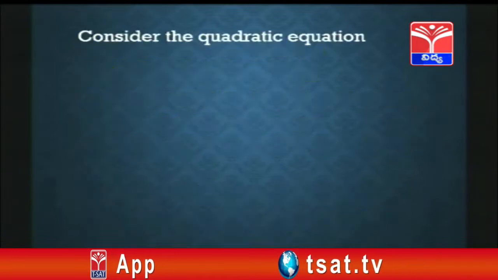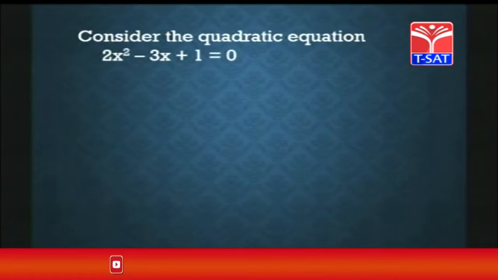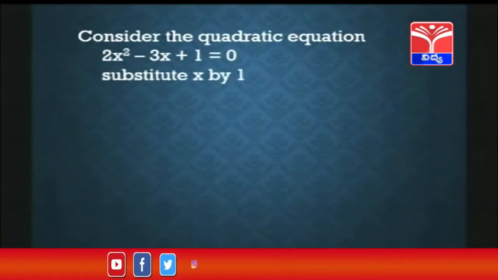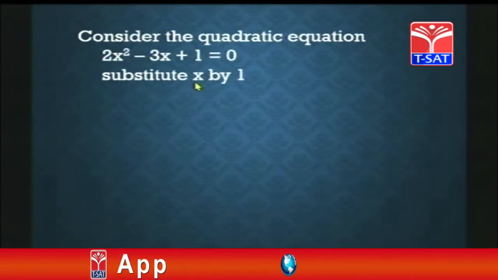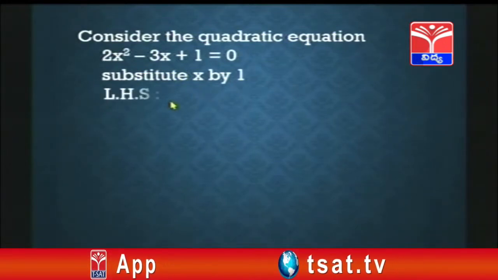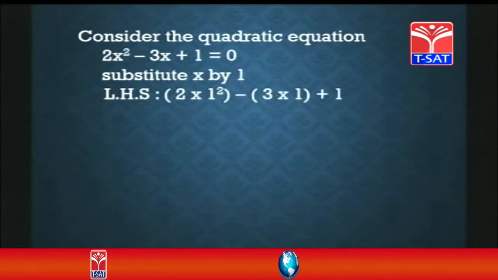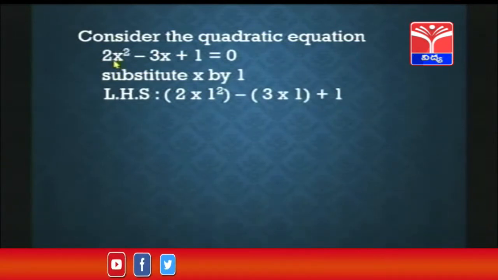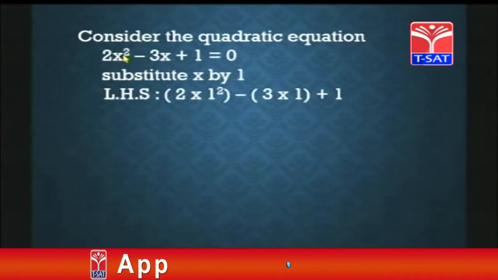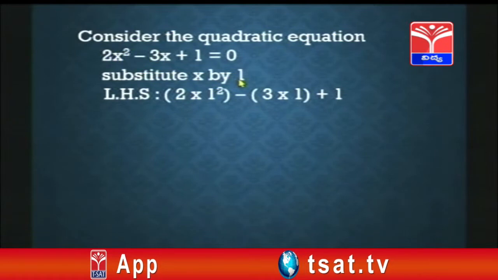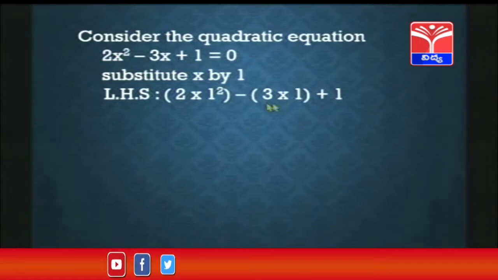Now, let us consider the quadratic equation 2x square minus 3x plus 1 is equal to 0. Now, what are we trying to do? We are trying to find the root of this equation. So, I try to substitute x with 1. So, substitute x by 1, we get on LHS side wherever x is there, I am substituting that x with 1 with the respective powers. So, 2 into x square instead of x, I will be substituting 1. So, 2 into 1 square minus, so I have 3 into 1 plus 1.